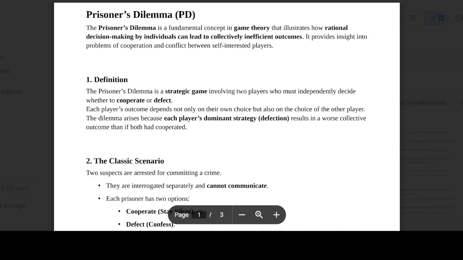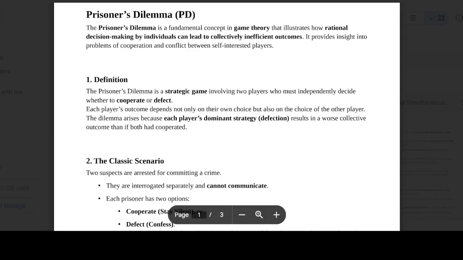Alright, so this is prisoner's dilemma. It is like one of the most important concepts in game theory. So, what does prisoner's dilemma do? Prisoner's dilemma shows you how two rational decision makers, the players in the game, are rational and only care about themselves.